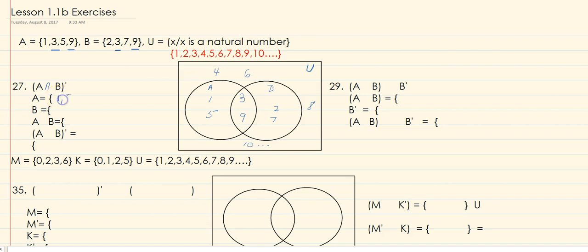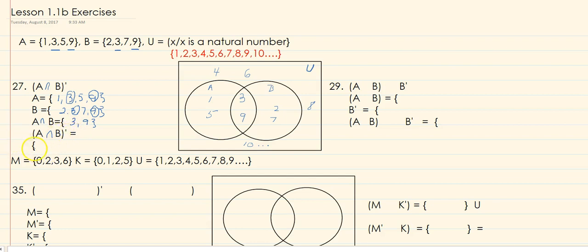If A is 1, 3, 5, and 9, and B is 2, 3, 7, and 9, we know that we have the common numbers 3 and 9 in both. Let's do the first part of our set operation, and A in intersection with B would be the numbers 3 and 9. But that's really not what we were asked to find. We need that intersection, and then we need the complement of it. So the complement of this intersection will be everything that's not in that intersection.